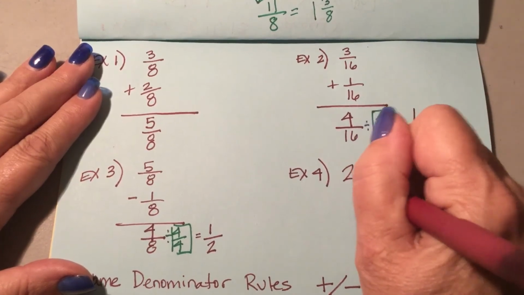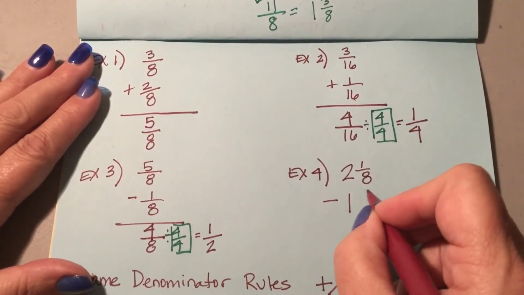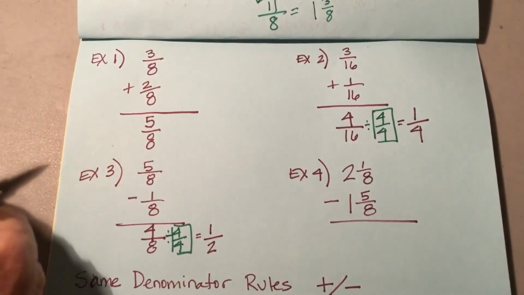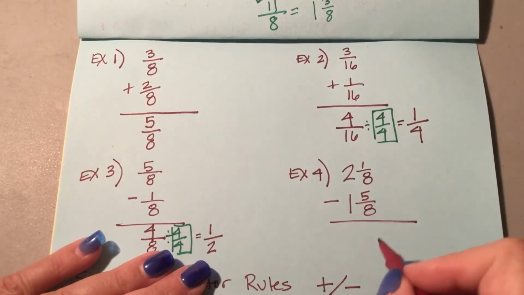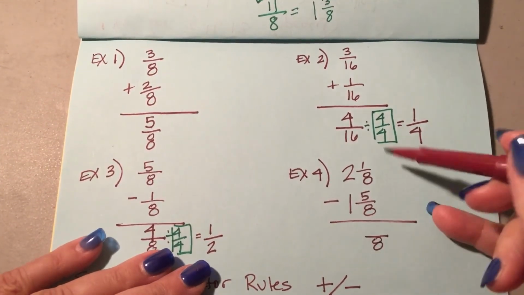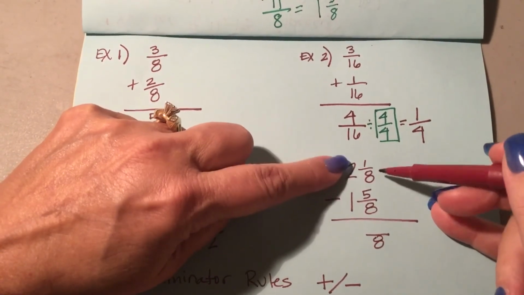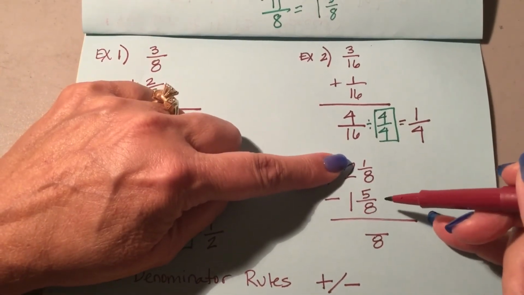It's going to be 2 and 1/8 minus 1 and 5/8. Okay, so we're going to use all of our rules this time. We can keep that denominator of 8 because they have the same denominator, but if you only have 1, I can't take 5 from you, can I? You have 1, I want to take away 5. So that's not going to happen.